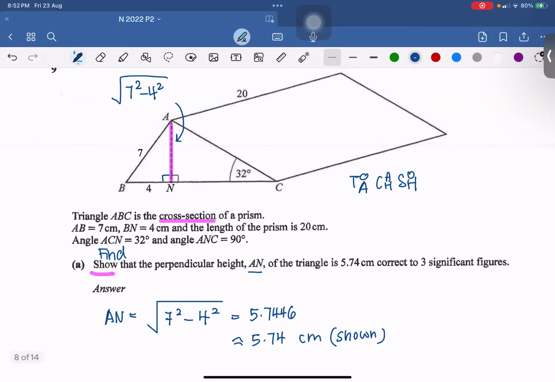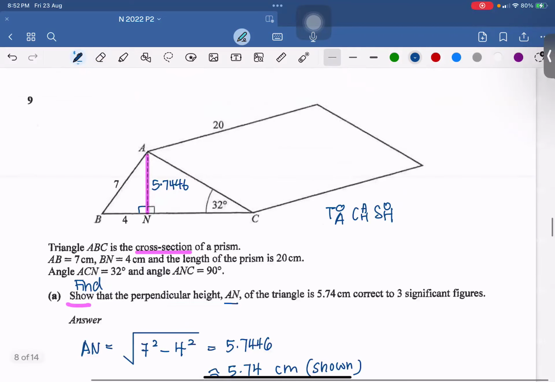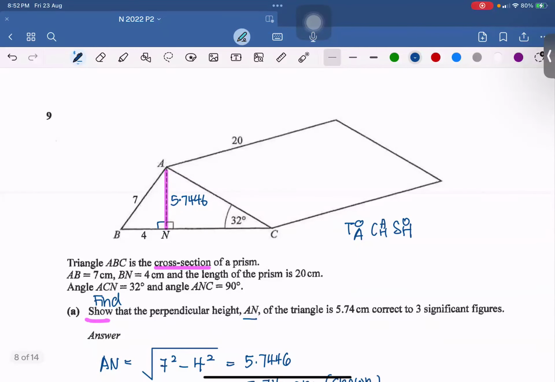Right? Now I know this one already, so I'm going to update my diagram again. 5.7446. So now usually when we have a cross section of a prism, what is the formula for volume of prism? Formula for volume of prism will be area of cross section times length.